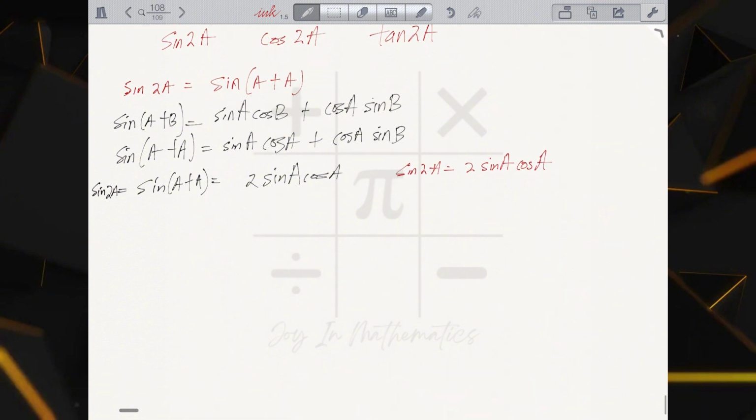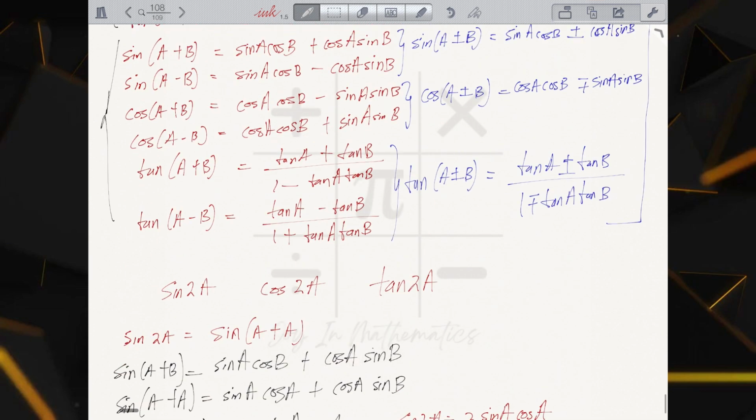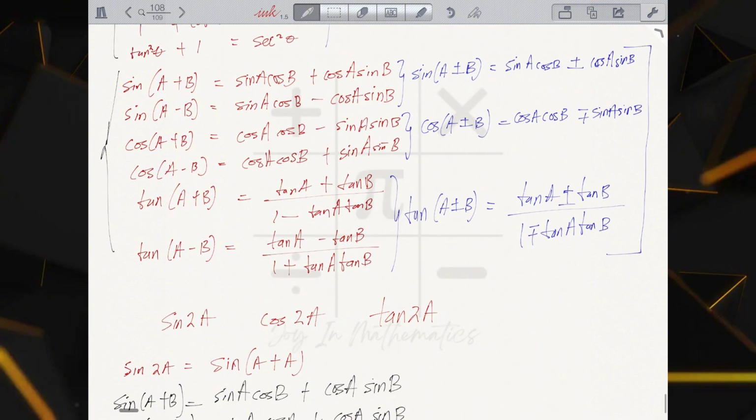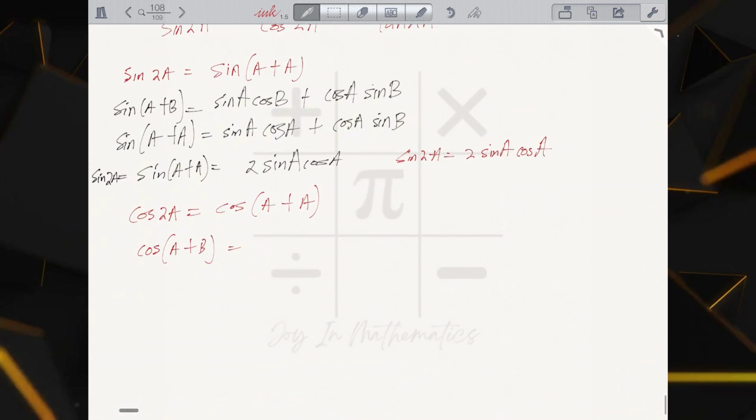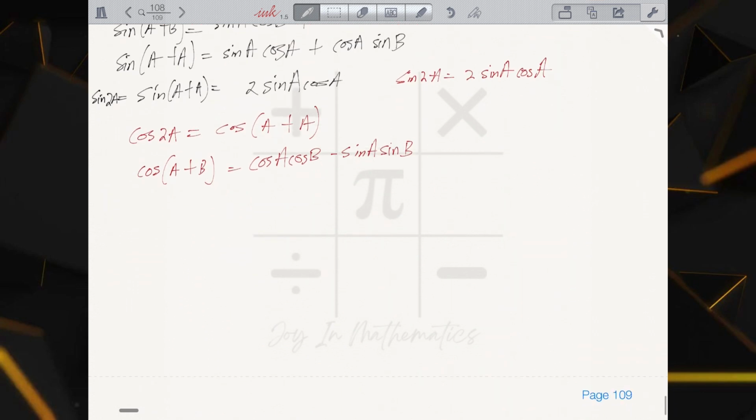So moving on, let's find the expression of cos 2A, which is equivalent to cos of A plus A. Let's use the formula for cos of A plus B. So from here we have that cos of A plus B is equal to cos A cos B minus sine A sine B. So in essence, if we change B to A, that means wherever we see B, we change it to A.